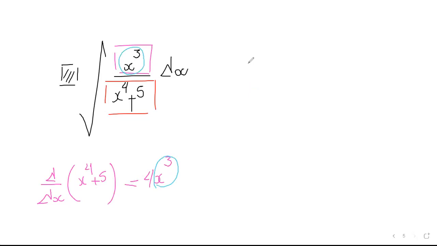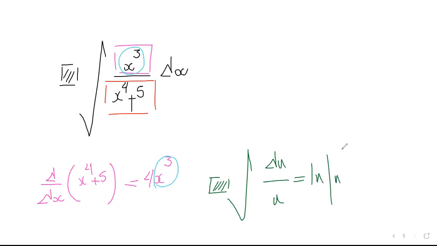That makes me so close to using the identity from that table, that the integral of du over u is ln of the absolute value of u plus c. At the numerator, you have the derivative of the denominator. That's what it tells you. But I do not have the 4.